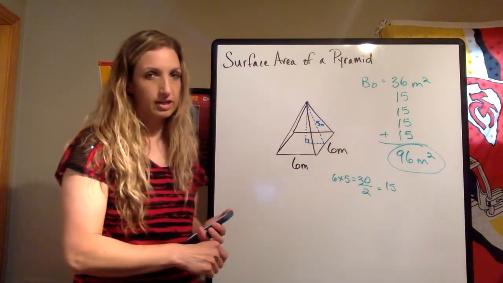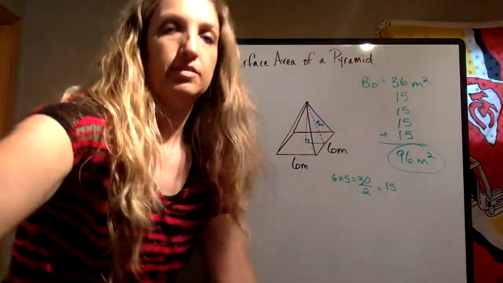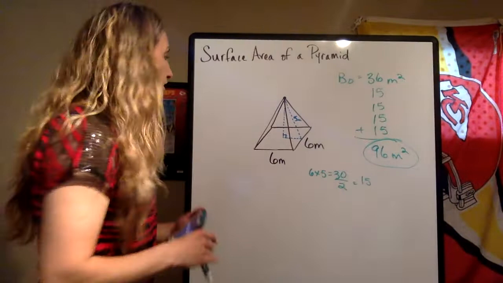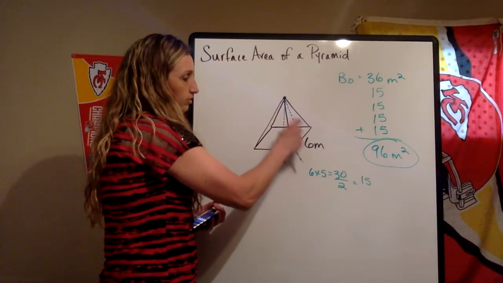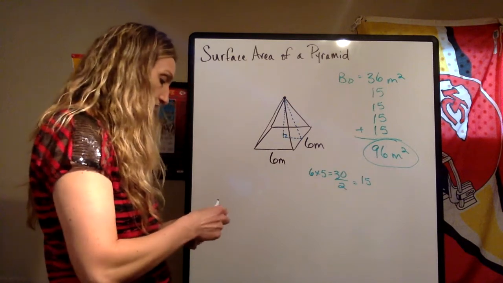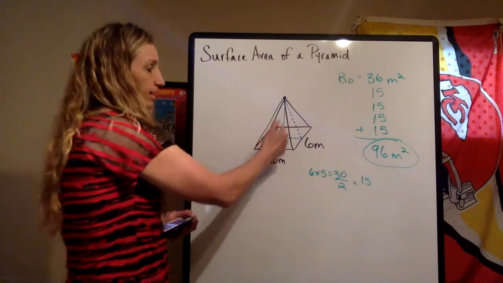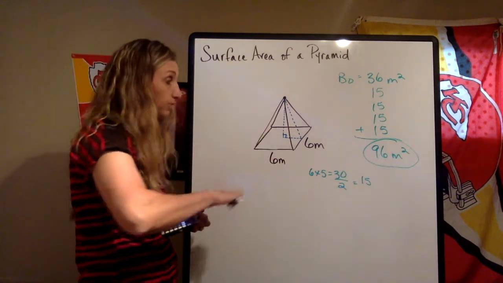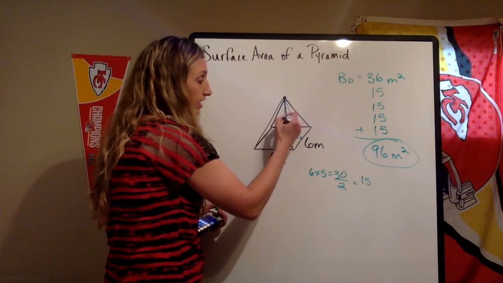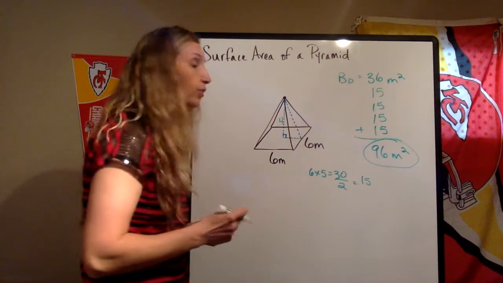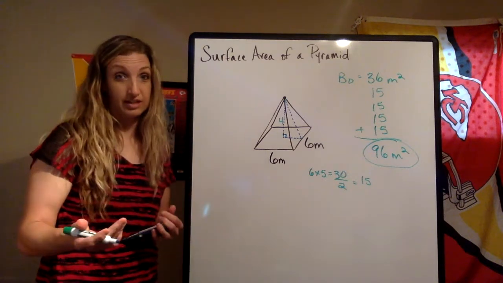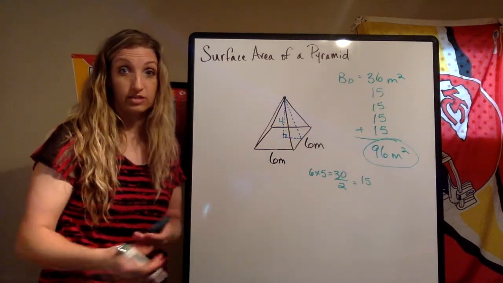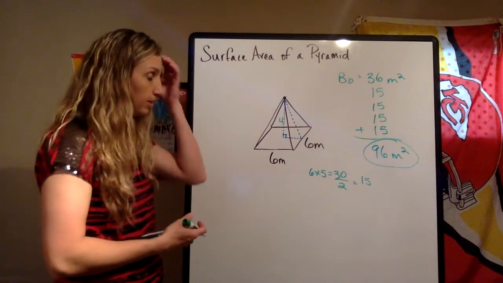But what if we're not given the slant height? Let's say that we weren't given this number right here. We didn't know that that was 5. Instead, we were maybe given the actual height of this pyramid, and let's say that the actual height of the pyramid is 4. We would need to figure out the slant height. We've got to know the slant height to find the surface area of a pyramid.